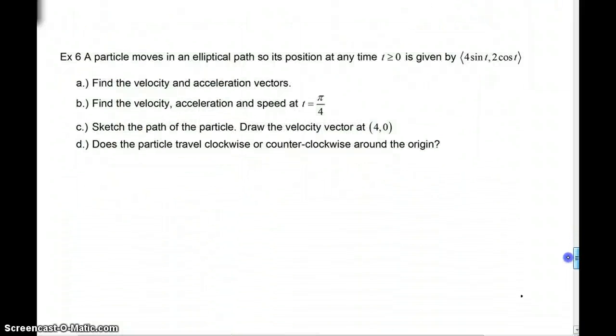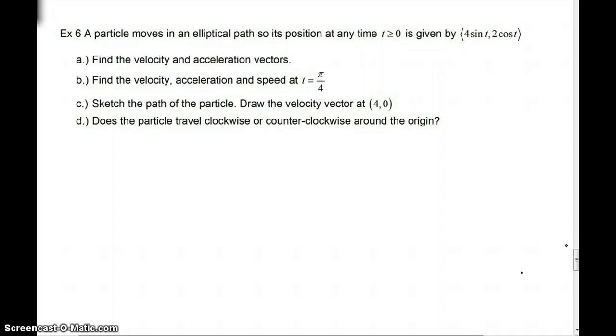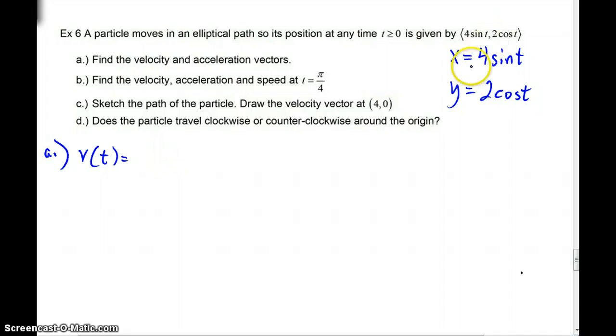Last problem, for example 6. A particle moves in an elliptical path. You're given that x of t is equal to 4 sine of t. You're told that y of t is 2 cosine of t. This is going to be very important in just a moment. But first, let's go ahead and find the velocity and the acceleration vectors. Hopefully that we can do very fast.